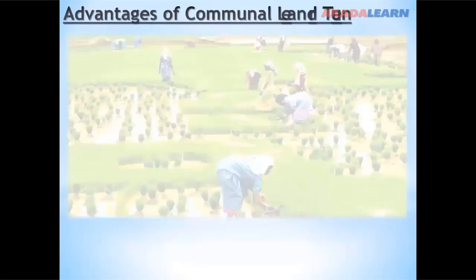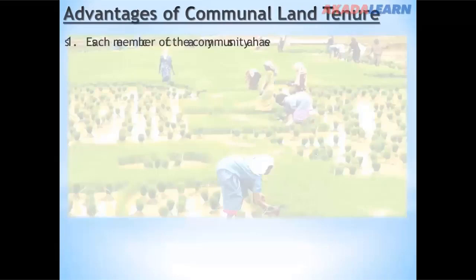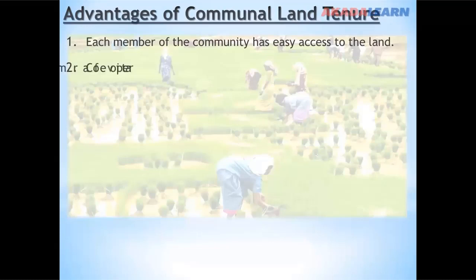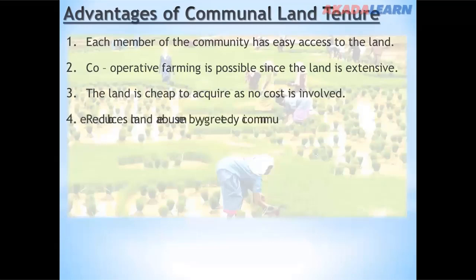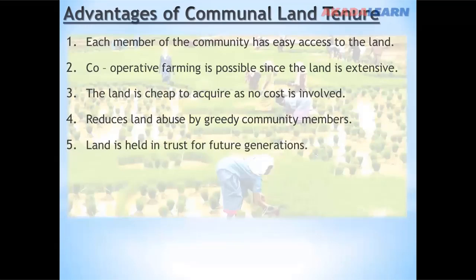Advantages of the communal land tenure system. Each member of the community has easy access to the land. Cooperative farming is possible since the land is extensive. The land is cheap to acquire as no cost is involved. It reduces land abuse by greedy committee members. Land is held in trust for future generations.